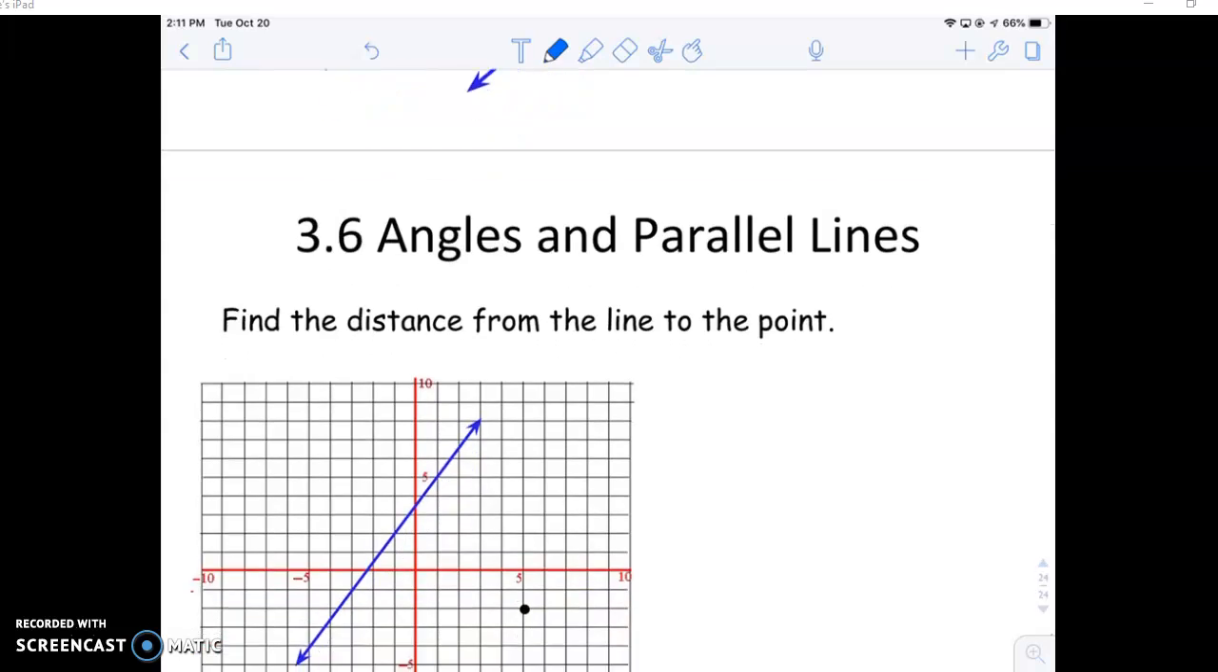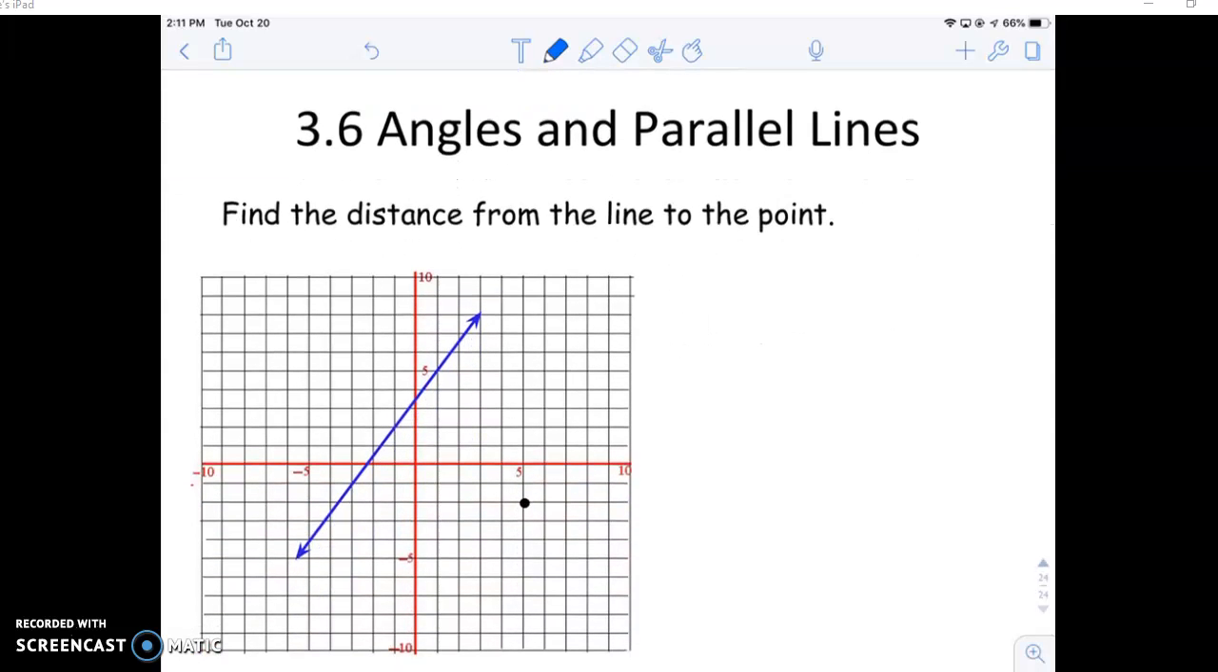Alright. Next is an example of the actual question that you'll be tested on, and most of the homework will be on. So what's asking is, using this graph, we have to find the distance from this blue line to this point that I just circled.